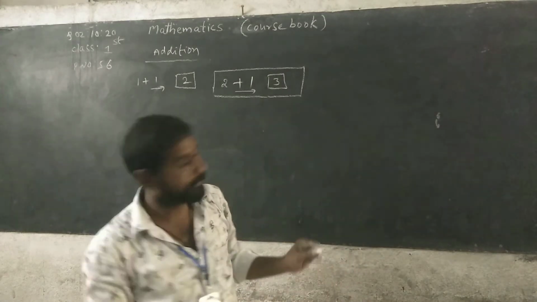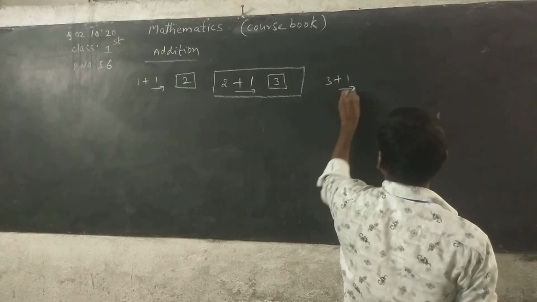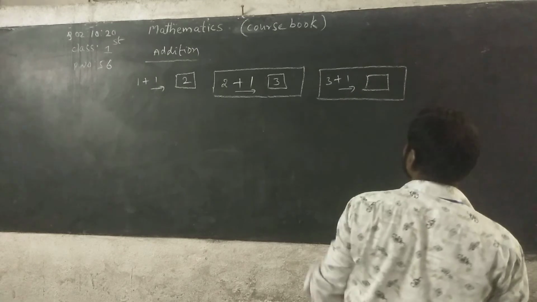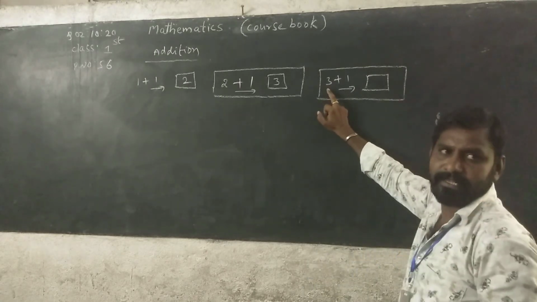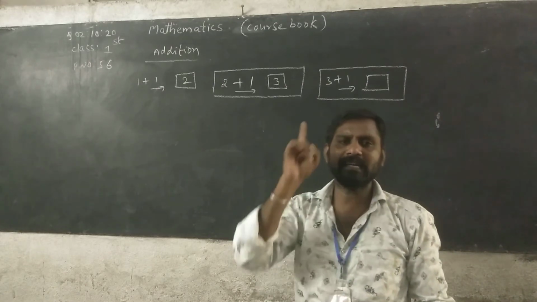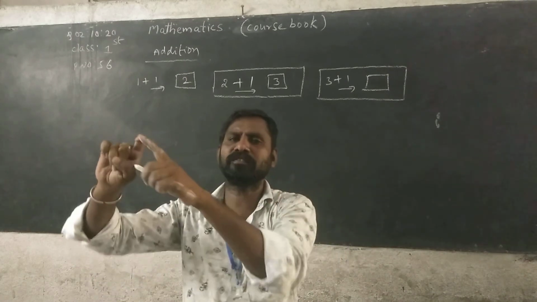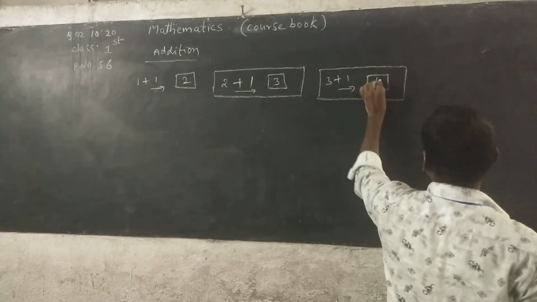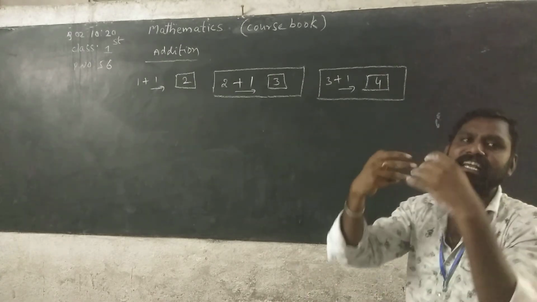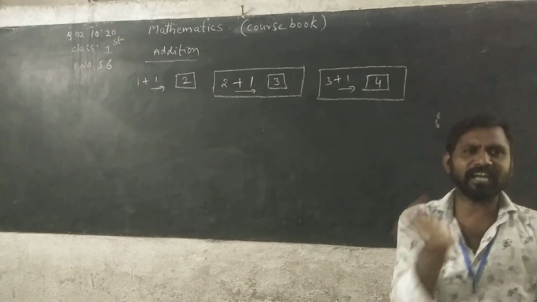Next, 3 plus 1. Here the bigger number is 3. Keep 3 in your mind and take 1 finger in your hand. So you count 3 after 1, 4. Means what, beta? When 1 is added to any number, you get the next number. 1 added to 3, you get 4.